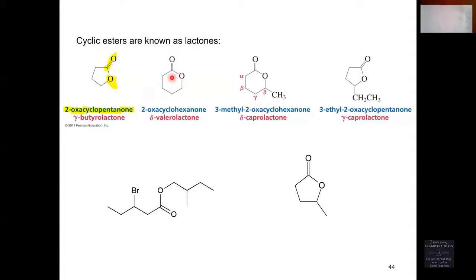So it's a cyclohexanone. That's naming this ketone-looking thing. But it's a 2-oxa to tell me it's really an ester, a lactone, a cyclic thing. Hopefully you can walk through those couple of names. Let's talk about this guy down here together.